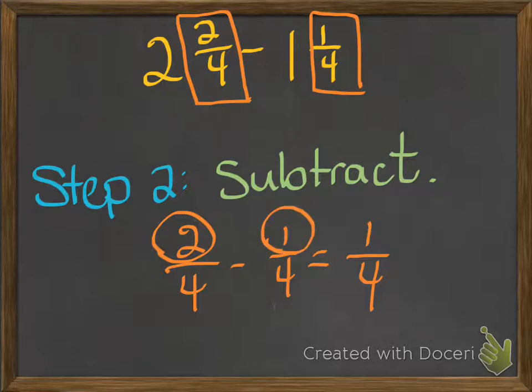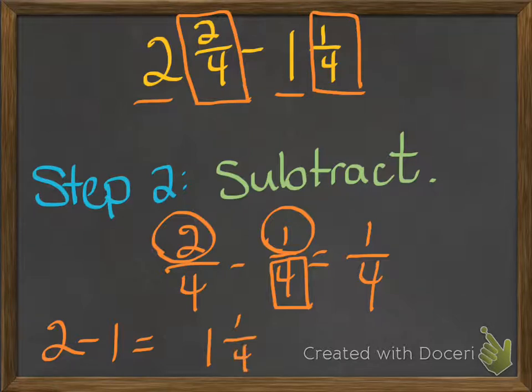The only actual subtraction that happens is with the numerator. The denominator stays the same denominator as before. Okay, so 1/4, and then I can subtract the whole numbers. So 2 minus 1 equals 1, and put that fraction back on that was left over. So I get 1 1/4. 2 2/4 minus 1 1/4 is 1 1/4.